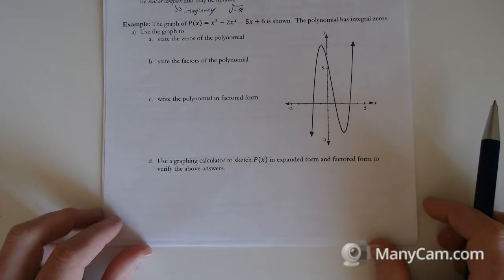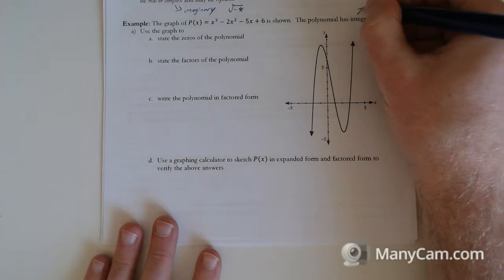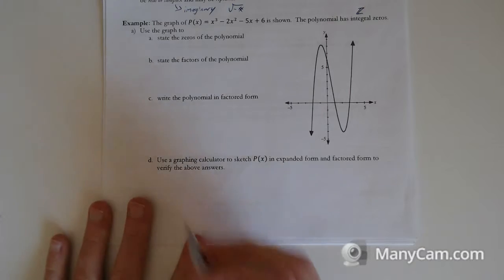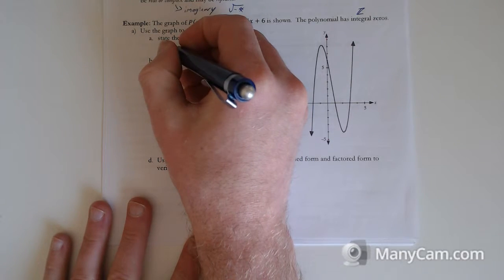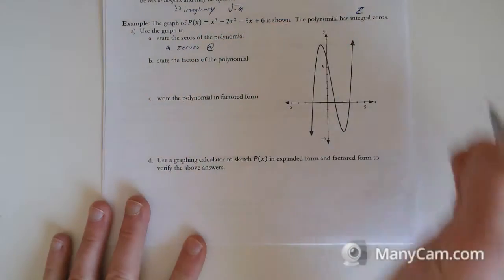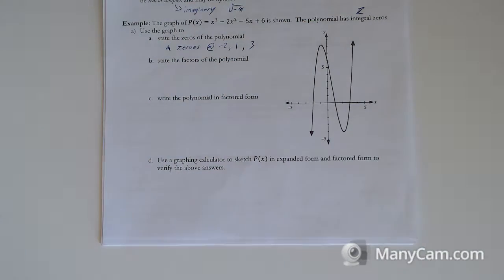Okay. The graph of this function is shown. The polynomial has integral zeros. All the zeros are whole numbers. That's what integral means. It means integers. That's our fancy Z symbol. State the zeros of this polynomial. To me, that looks like -2, 1, and 3. So the zeros are at -2, 1, and 3.